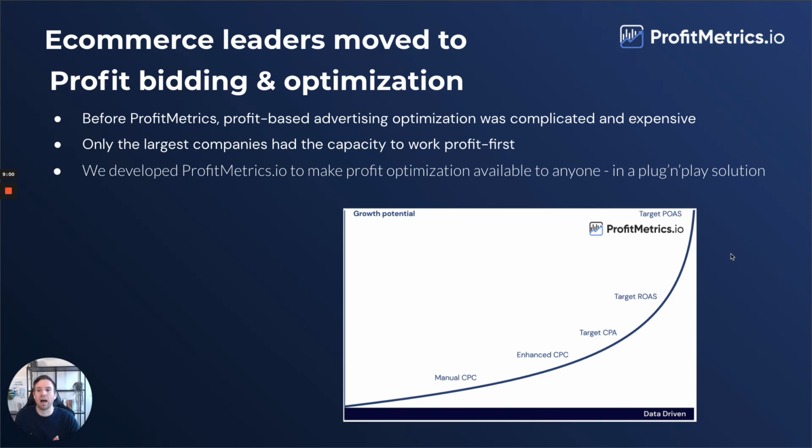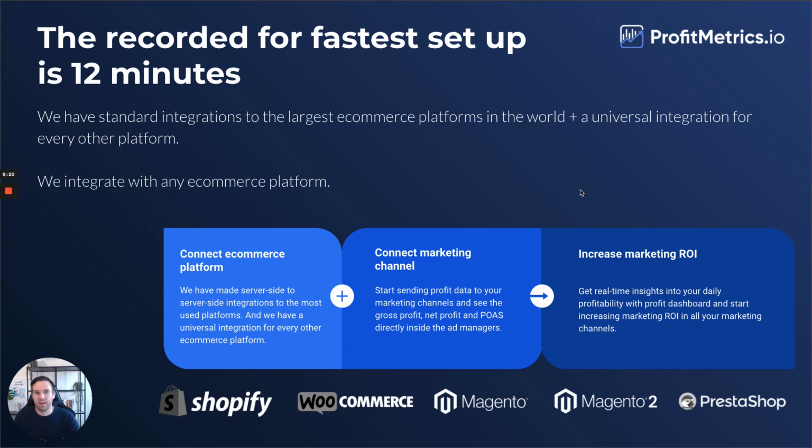And this is why we are also seeing e-commerce leaders moving to profit bidding and profit optimization. The only problem is it takes a lot of developers and tracking specialists, and it's very expensive to maintain all these APIs. And this is why ProfitMetrics made the first plug and play solution, so everyone can use this technology, and it can be set up very, very fast. On, for example, Shopify, the record is right now 12 minutes. We have installed modules for all the most used platforms, and we can also integrate to custom platforms.